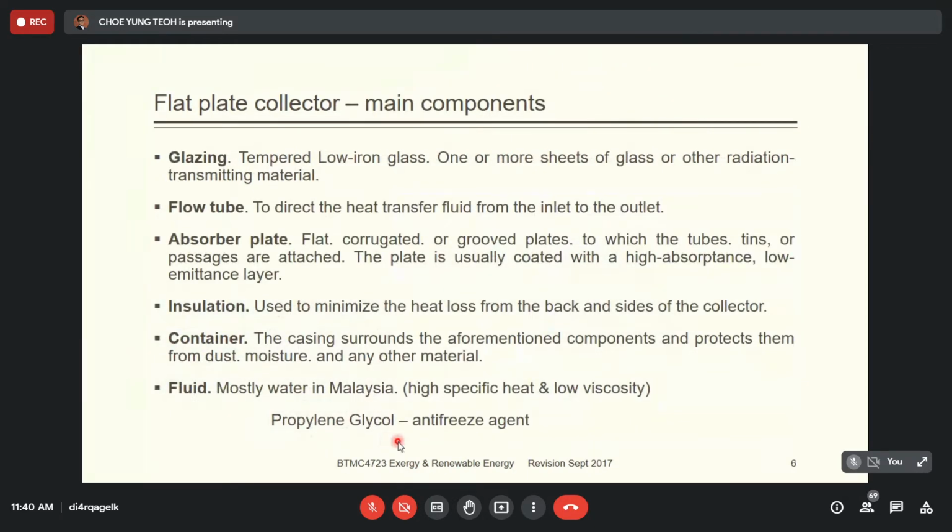Okay, this is propylene. But in Malaysia, you do not really need this. So it's very important to know what is the minimum temperature you can achieve in the particular location where you want to build the panel. In Malaysia, normally we don't care much about it. Okay, the temperature difference is very, very small. So normal water will do, the fresh water will do.